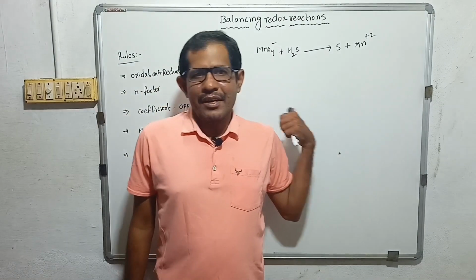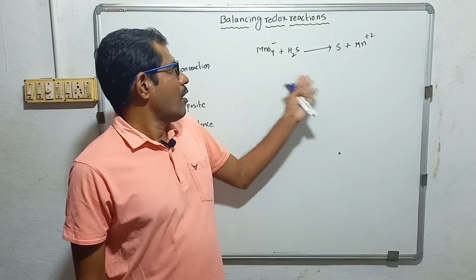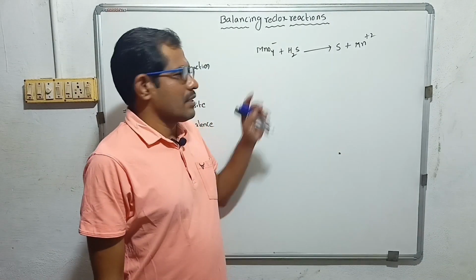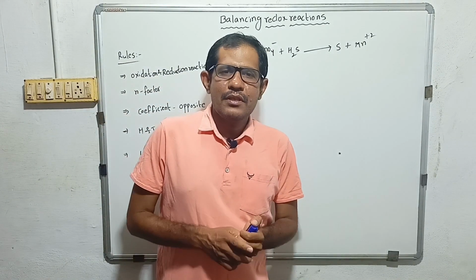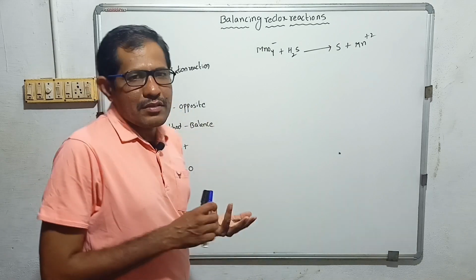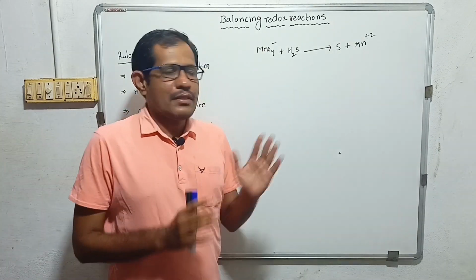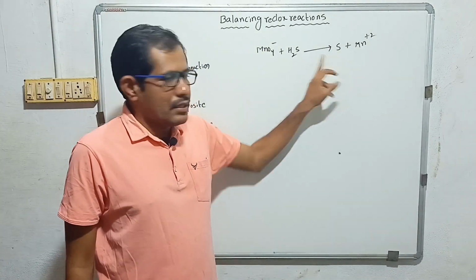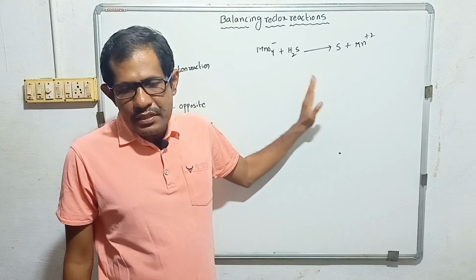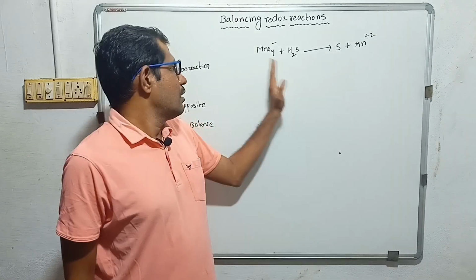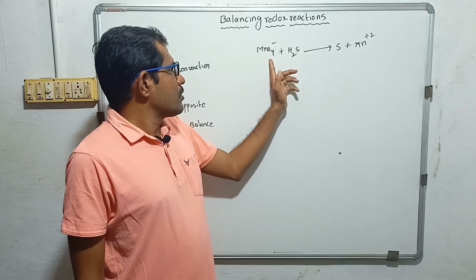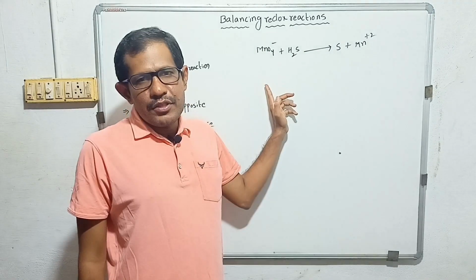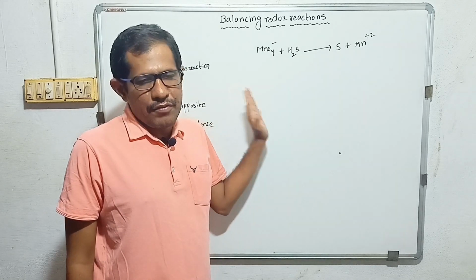Hello students, today I am going to explain how to balance the equations, how to balance the redox reactions. For that we have four steps. The first step is the oxidation reduction reaction. That means we need to find which compound is undergoing oxidation and which compound is undergoing reduction. Here we have four compounds. Among these, you need to find which one is undergoing oxidation and which one is undergoing reduction. That is the first step.